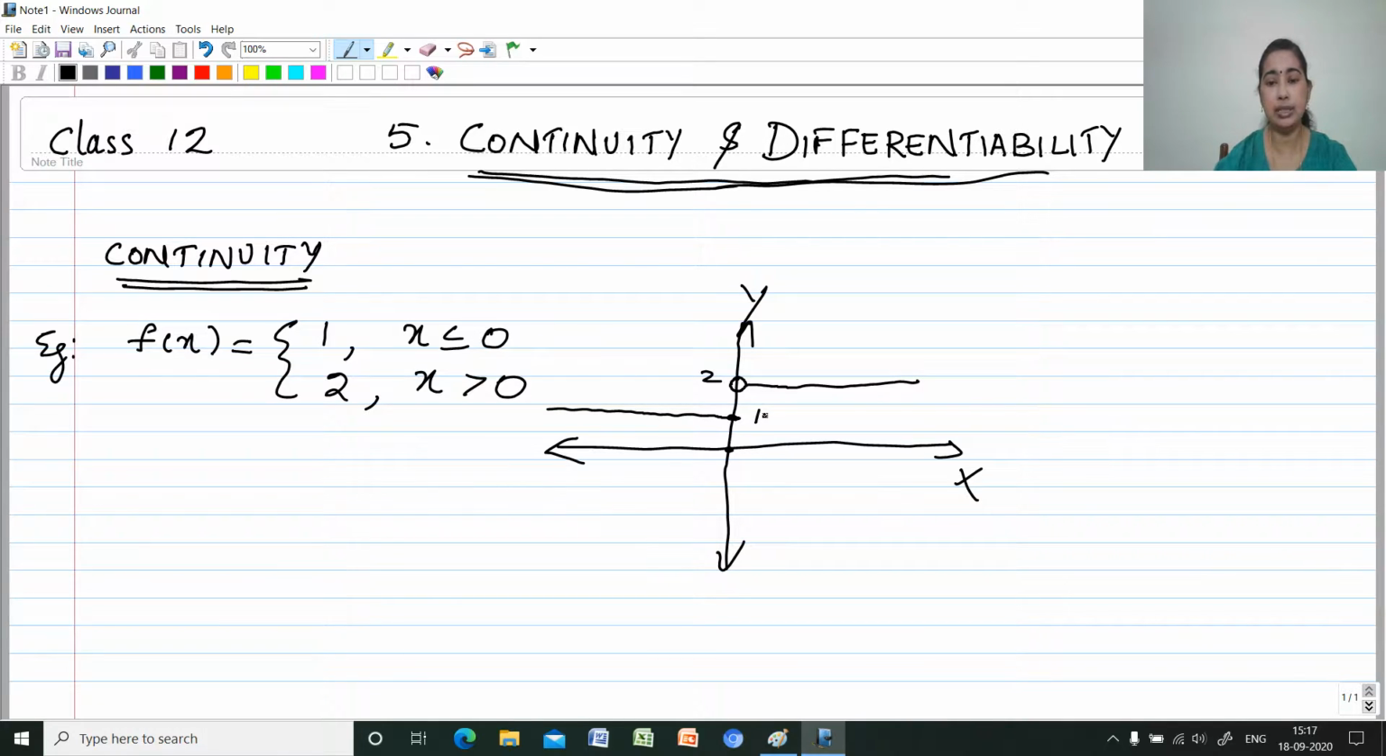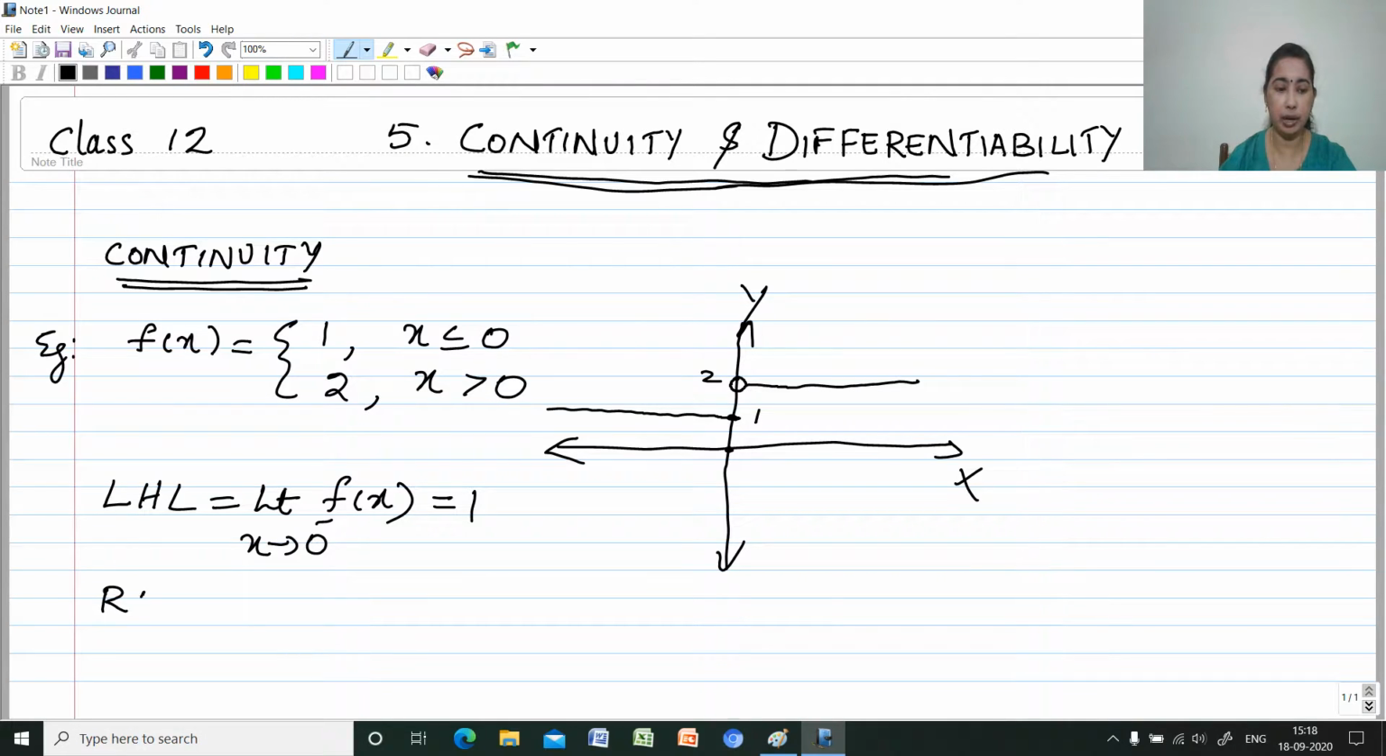So we cannot draw this graph without lifting the pen. So we can say that it is not continuous. Or we can say, from the left side, what will be the limit? That is, what is the left hand limit? Left hand limit means limit x tends to 0 minus f of x, that is x is tending to 0 from the left side. So x will be taking values less than 0. If it is less than 0, the value of f of x will be 1 according to our definition.